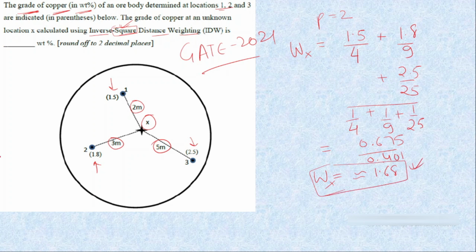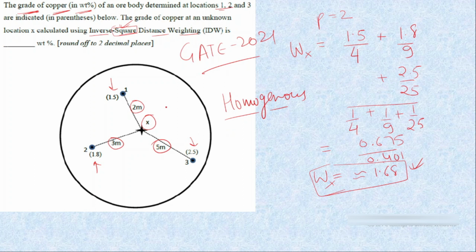This is how you use this IDW method in different scenarios to calculate the unknown points using the known data values. Now the one and only condition in this method is that the distribution of the data surrounding any unknown point must be homogeneous, or it should be isotropic. This is the only condition in IDW, that the distribution of data should be homogeneous.